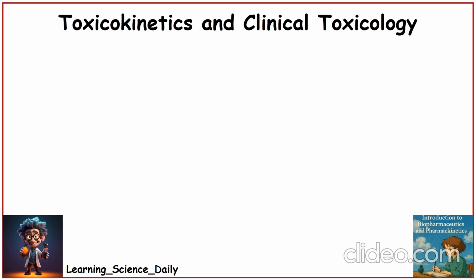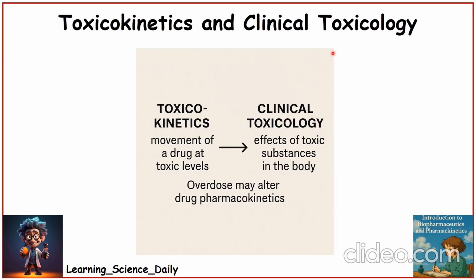Toxicokinetics is the study of how a drug or chemical moves through the body when it is present at harmful or toxic levels, especially during preclinical testing in animals. It applies the same principles as pharmacokinetics, absorption, distribution, metabolism, and excretion, but focuses on understanding exposure during toxicity studies. This helps scientists determine whether the toxic effects seen in animals are relevant to humans, especially when predicting safe dose levels. On the other hand, clinical toxicology deals with how toxic substances, including overdosed drugs, affect the human body.